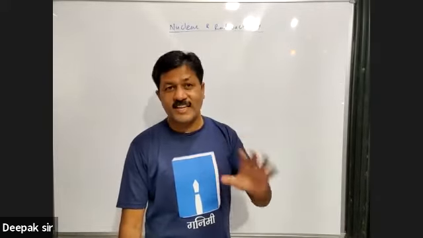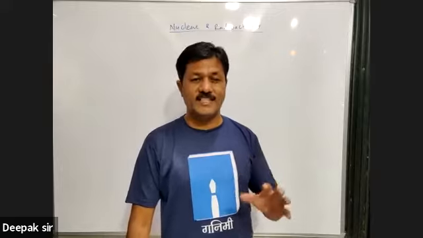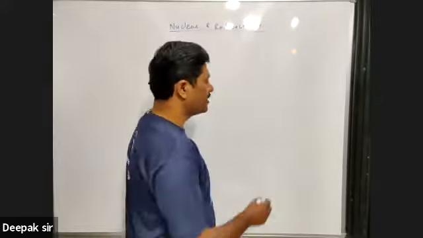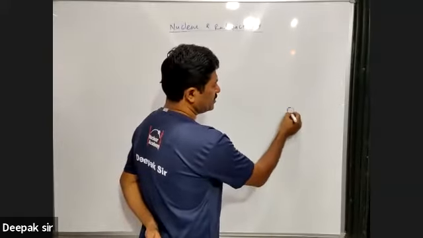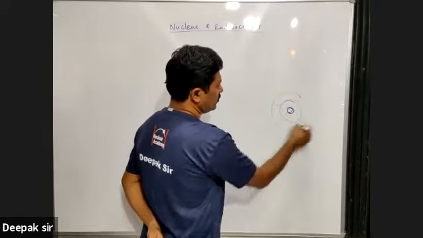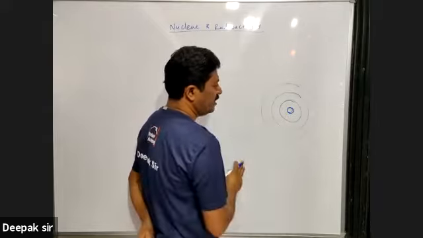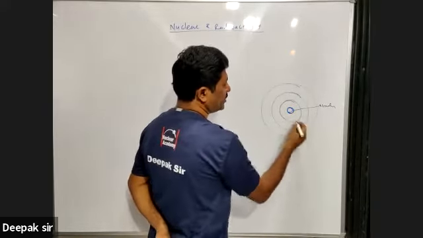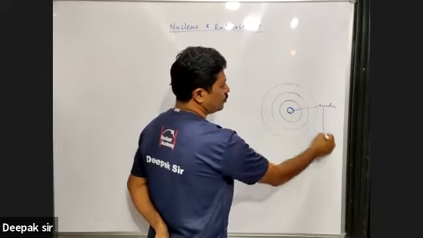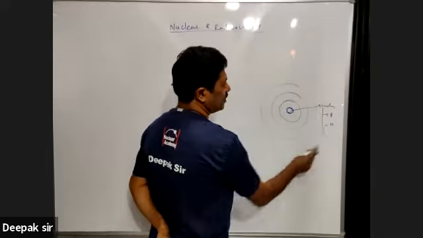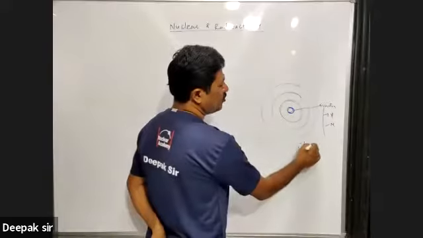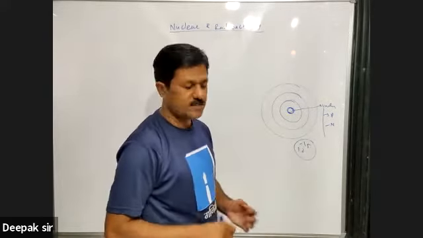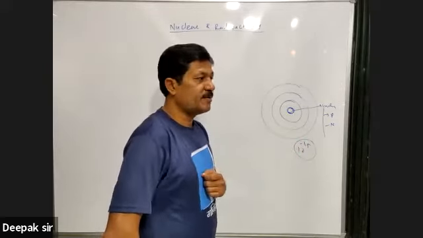So in the last lecture, we have seen in detail what is binding energy. We have seen the structure of the atom: this is the nucleus, and electrons revolve around the nucleus in circular orbits. These are the electrons, and this is the nucleus. The nucleus has protons and neutrons. The diameter of the nucleus is 10⁻¹⁵ meter.